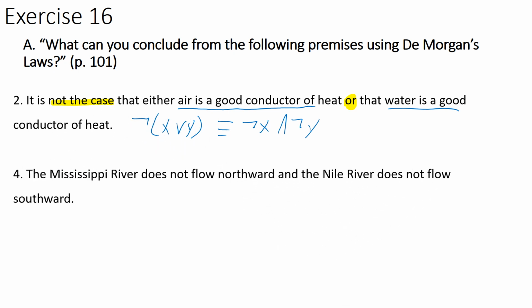Number 4, the Mississippi River does not flow northward and the Nile River does not flow southward. Apply De Morgan, what do you get? Well, we would get it is not the case that the Mississippi River flows northward or the Nile River flows southward. In other words, we've essentially gone from not x and not y to it is not the case that (x or y).